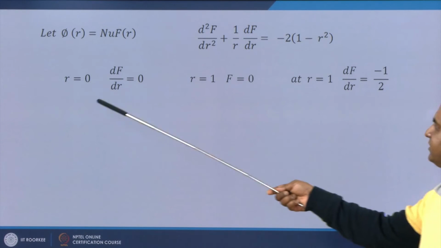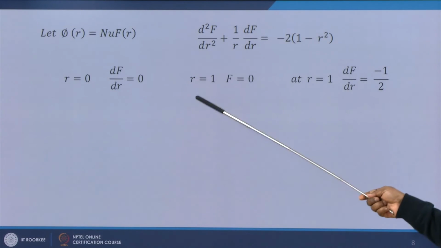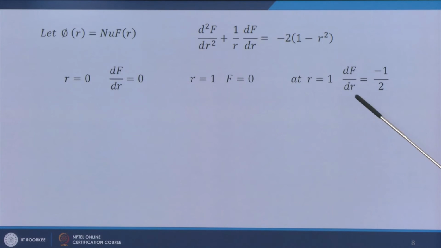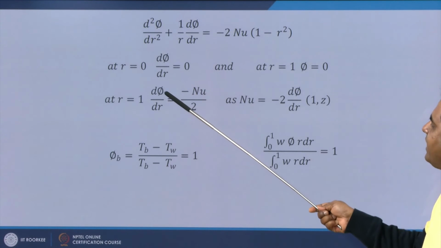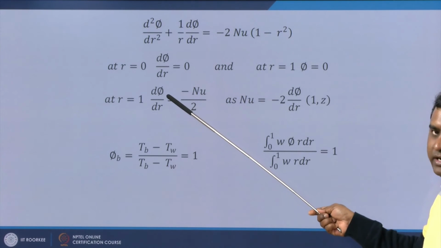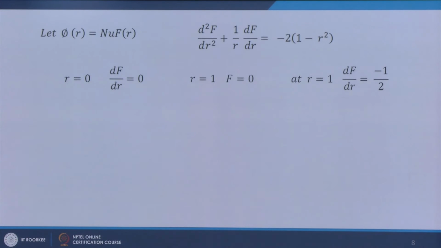Corresponding boundary conditions are like this. This is at the center of the tube, the axis of the tube. This is at the wall, and this is also at the wall, coming from the Nusselt number condition. Here also, if you put phi equals Nusselt number into f, then the Nusselt number will be cancelled from both sides. So these are the boundary conditions. Let us now try to see the solution.